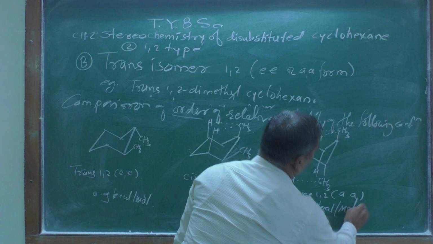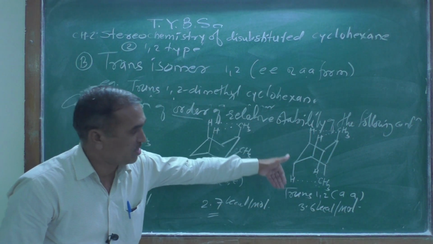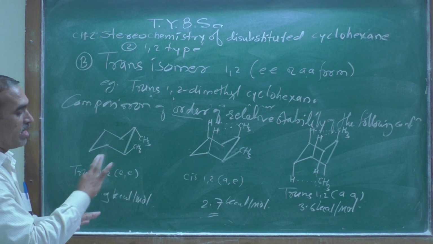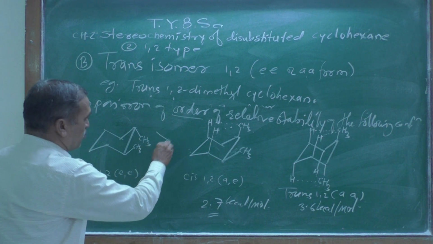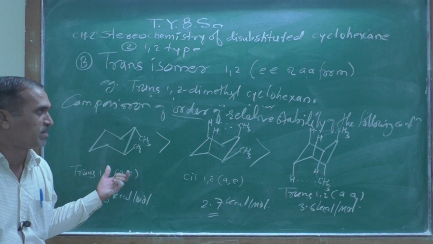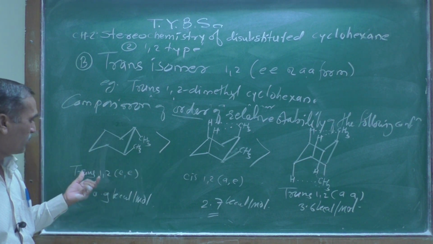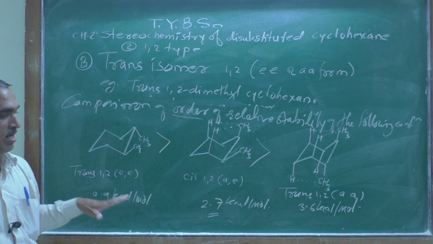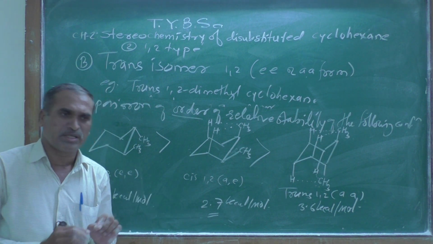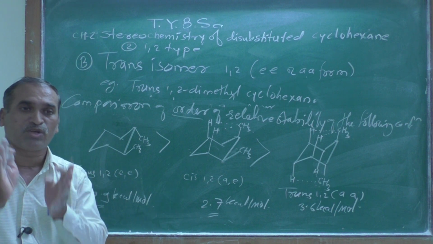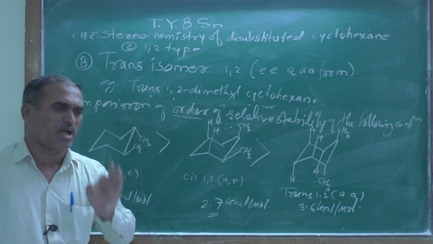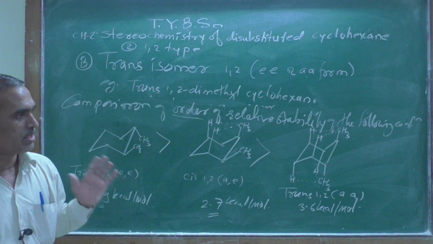kilocalorie per mole. This much energy is associated with this, and therefore how do you show greater than or less than? This one is more stable than this one, because this is the most stable conformation among all of these, as it has only 0.9 kilocalorie per mole, and this is 2.7. As internal energy goes on increasing, the stability of the conformation goes on decreasing. That is one general guideline you should remember.